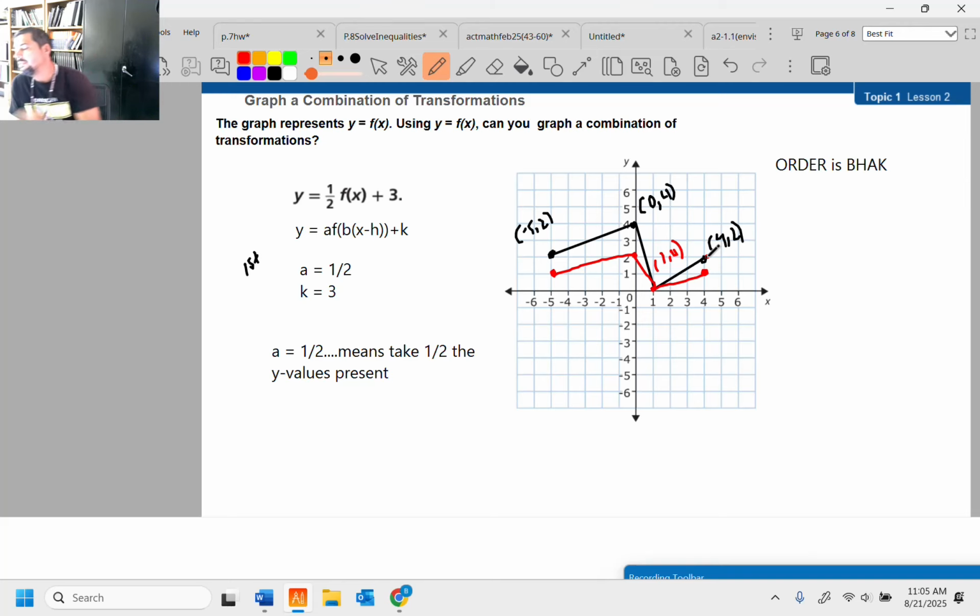The next thing to do is k, and k is 3. This is a shift up 3. So we're just going to take each point that we have, and we're going to move them up 3, including this one.